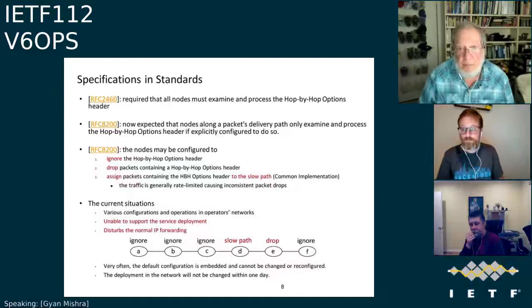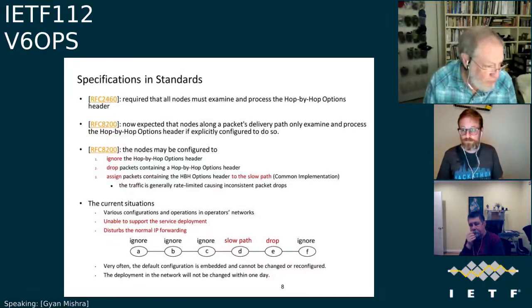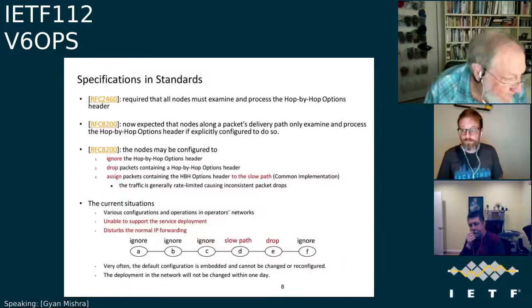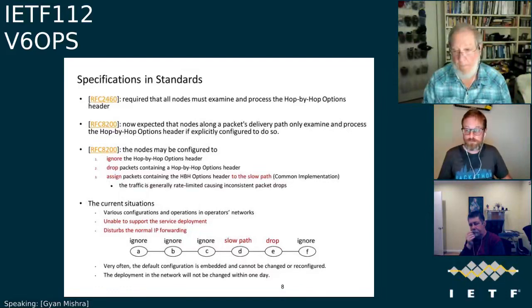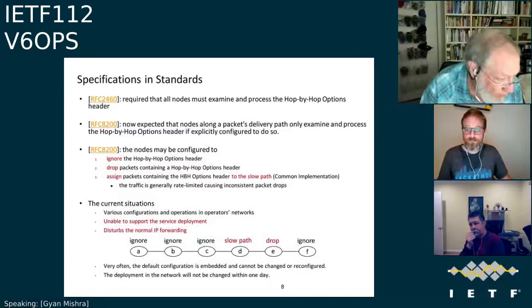So, standards specifications. RFC 2460 required that all nodes examine and process the hop-by-hop options header. RFC 8200 now expects that all nodes along the delivery path only examine and process the hop-by-hop options header if explicitly configured to do so. That was a big change from 2460 to 8200. So now there's a local configuration that, depending on the node itself, it processes it only if it's capable of processing.